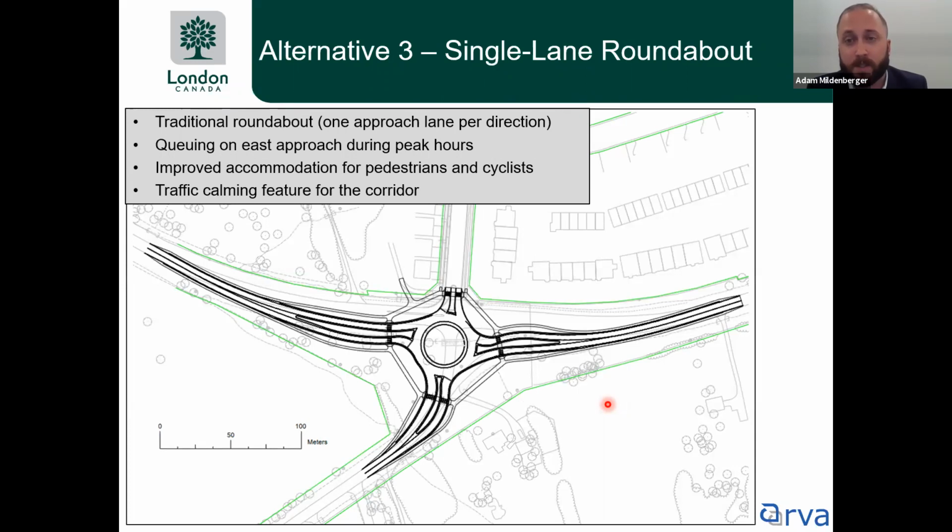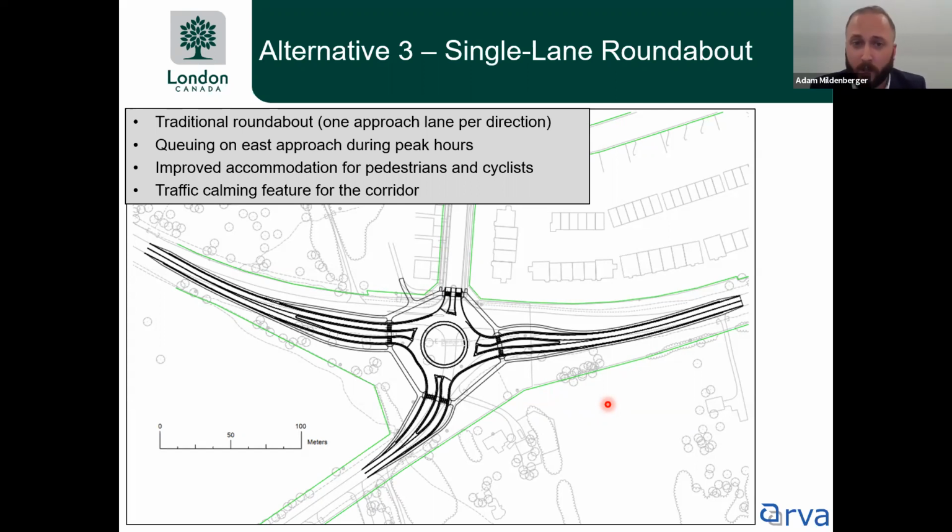Alternative 3 includes a single lane roundabout. So this is a traditional roundabout. This would improve accommodation for pedestrians and cyclists. And it's also considered an improvement with respect to traffic calming compared to the signal. So with a roundabout, traffic approaching the intersection from all approaches, regardless of what turning movement the traffic is going to make, is required to reduce their speed in order to safely and properly travel through the roundabout.